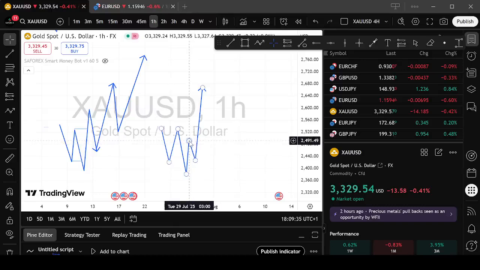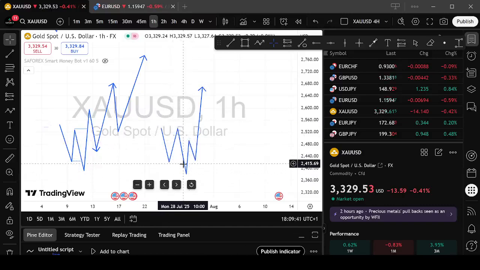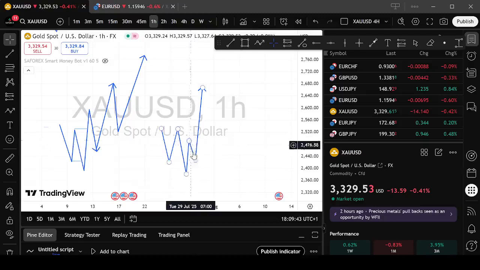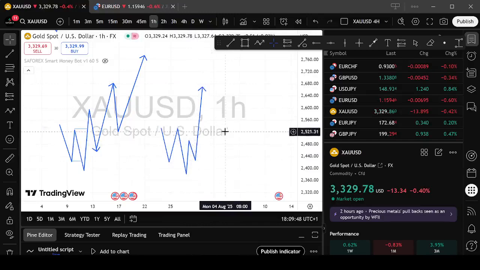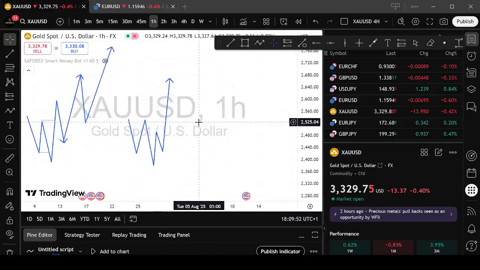Failure because the market fails to break this low. Initially, we've had a sweep of liquidity, right? And now the market fails to break this low. The market goes up. So this failure swing model can be in two phases. The second phase of the failure swing model will be like this.